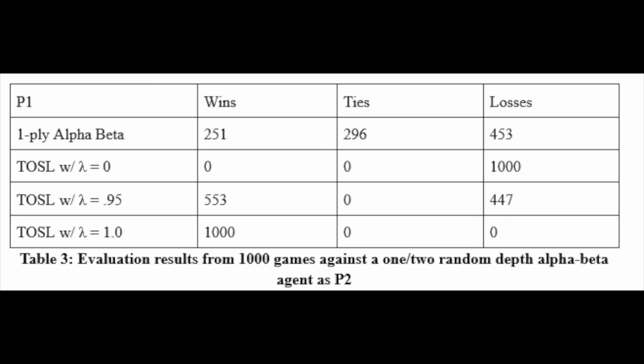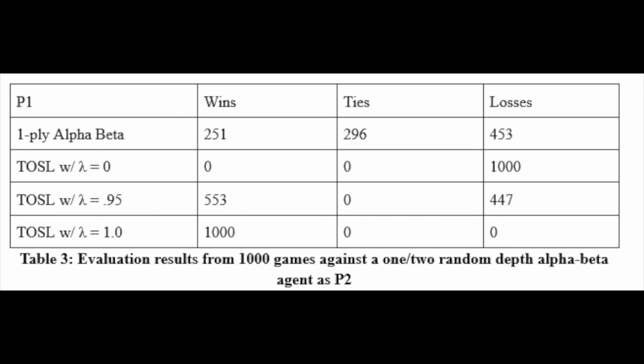In the end, an agent trained with a trace decay value of 1, effectively a Monte Carlo algorithm, performed the best, winning all 1,000 evaluation games against an alpha beta agent that randomly chose between depth 1 and depth 2 searches, thus providing some variability in our evaluation games.